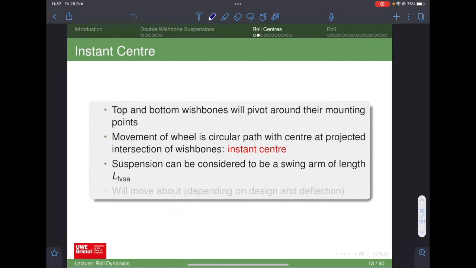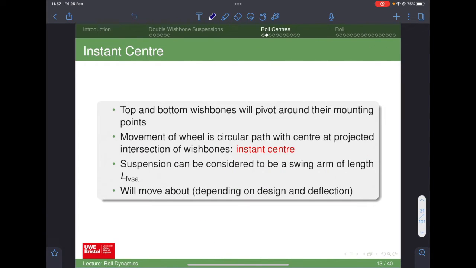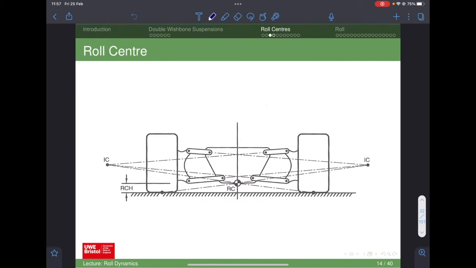And as I mentioned, it will move about depending on design and deflection. Clearly, at the point in time where that wheel is in that position, the motion either side of that will effectively be the swing arm with that length. Now, to work out the roll centre for double wishbone suspension, what you do is you take that centre.